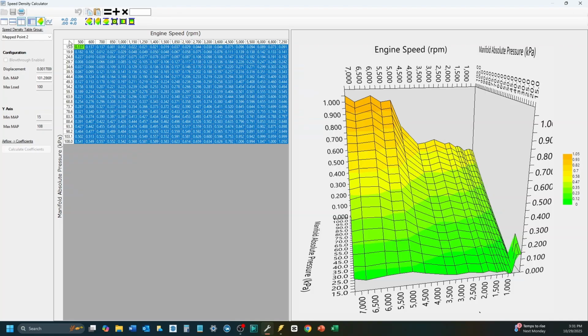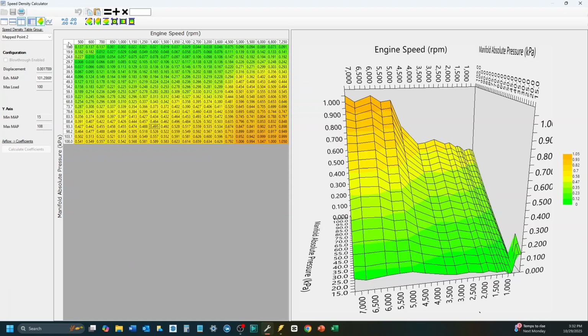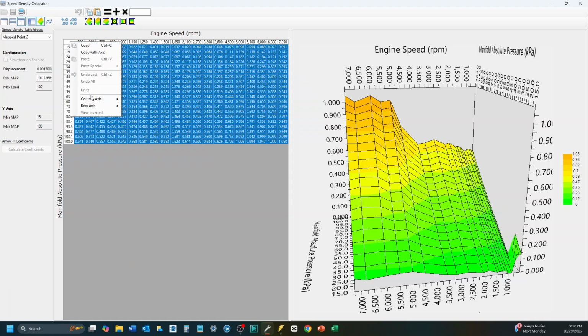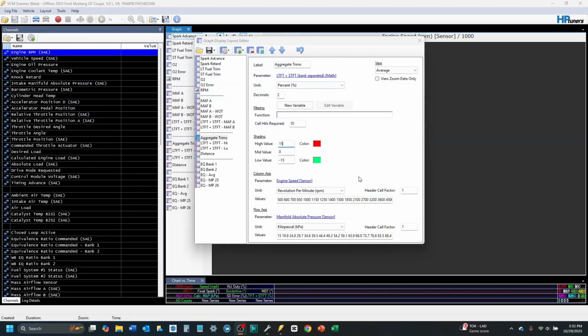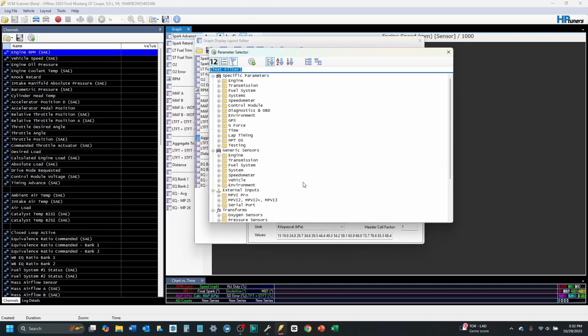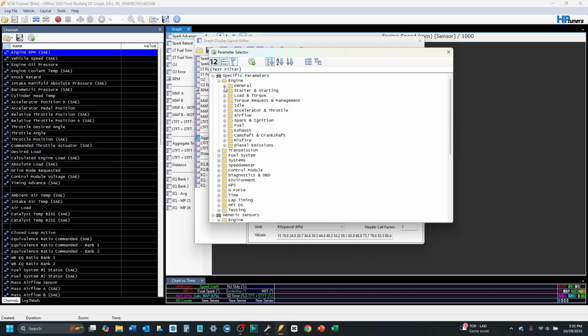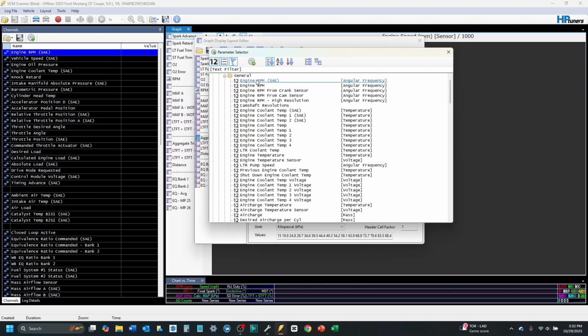So what I can do is highlight this, and I can come over to the column axis, and I can copy the labels. Let me show you again. I want to set up my histogram. I come up here, column axis, copy labels, and I come back to my friend down here, and I want to look for the engine speed sensor, and that is not hard to find. I think it's under engine general, and you can select engine RPM right here.